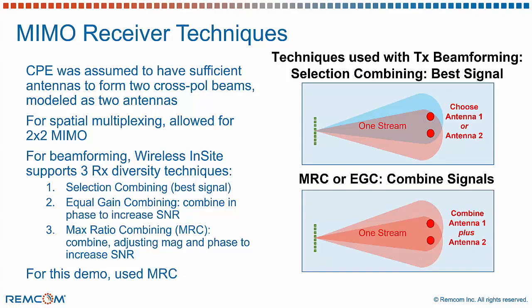For the beamforming, Wireless Insight supports three different receiver diversity techniques. The first is selection combining. This chooses the best signal. The second is equal gain combining, which combines the two signals that are received at the antennas by matching up their phases and combining in an optimal way. And the third is maximum ratio combining, which adjusts both the magnitudes and the phases to increase the signal to noise ratio. MRC tends to give the best answer, the strongest improvement to the signal to noise ratio, and for this demonstration we used MRC. But it would also be possible to analyze any or all of these techniques in additional simulations.